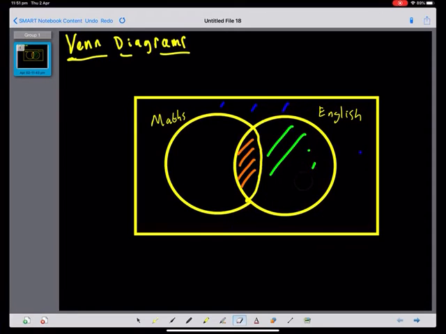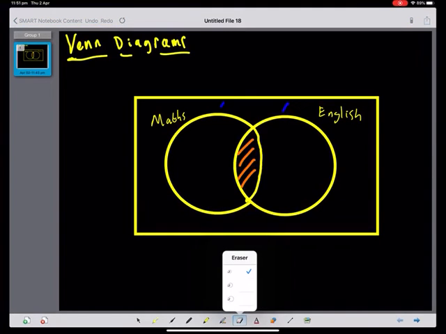Okay, a little joke for you. There was a maths teacher in a school I taught in London, and he was called Mr. Venn.